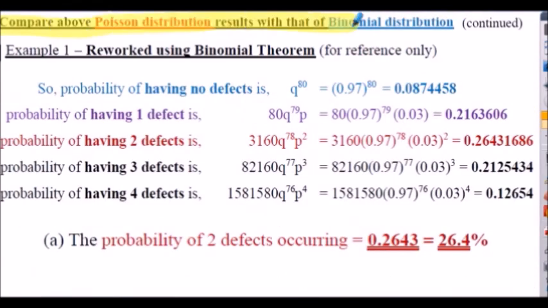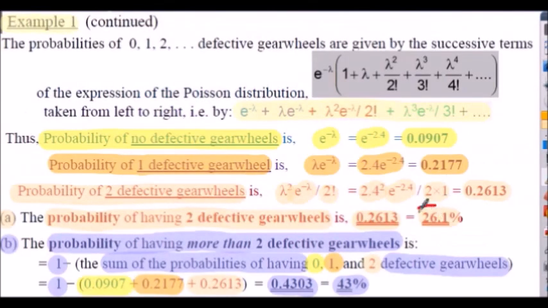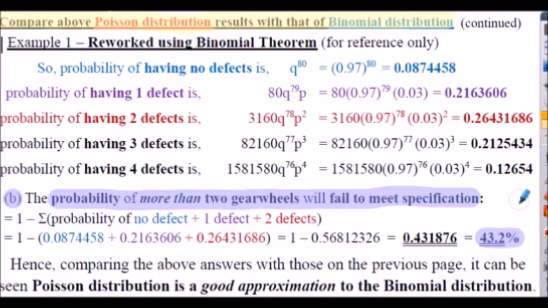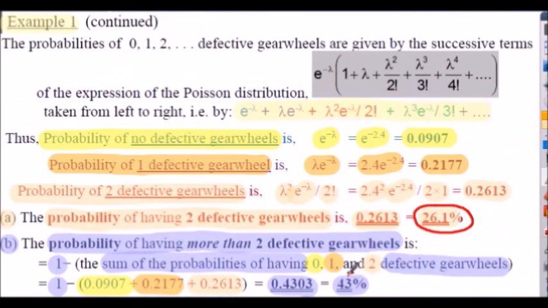Comparison continued here. But I'm using the binomial distribution for part A. The probability of 2 defects calculates to be 26.4%. Compare that with 26.1% from our Poisson distribution. Very close correlation here. Comparison continued here. And for part B, using the binomial distribution, the probability of more than 2 gears that fail to meet the specification is 43.2%. And again, we can see that's a very good correlation. With the Poisson distribution, we calculated 43%.